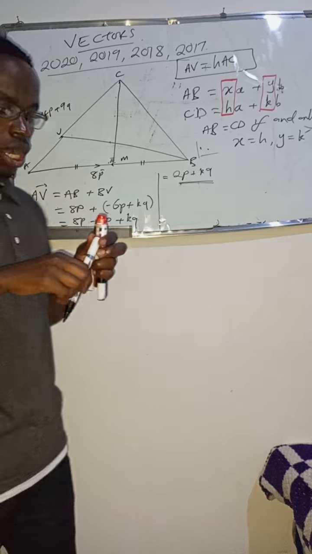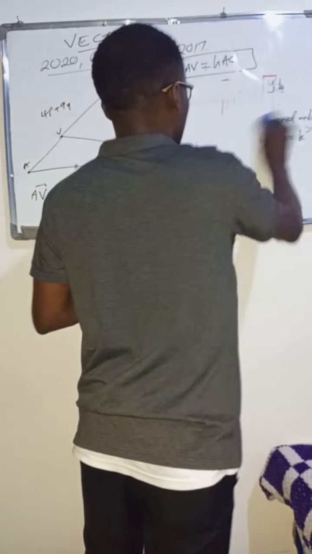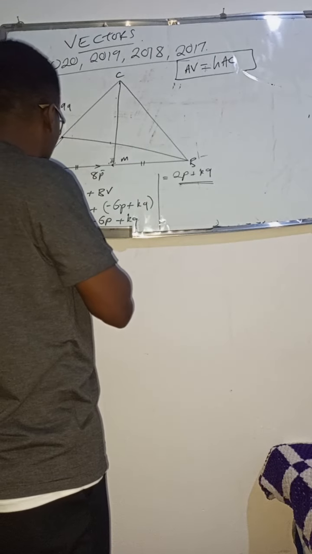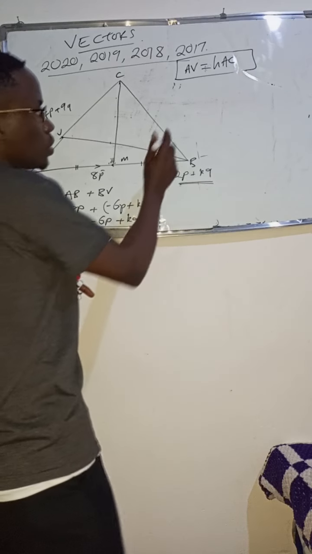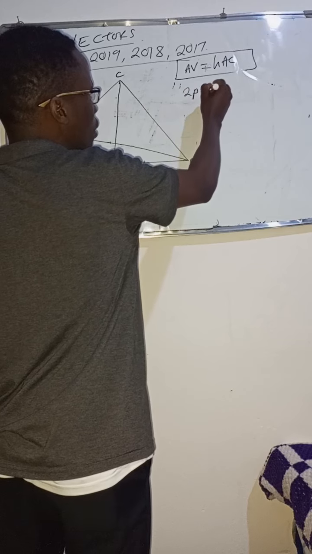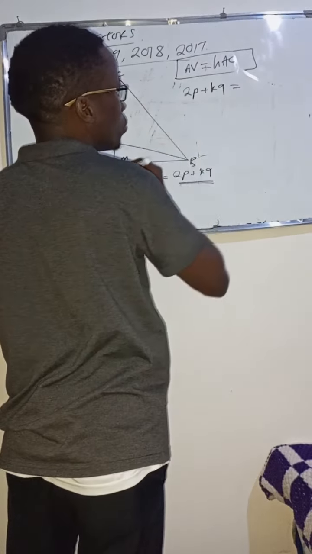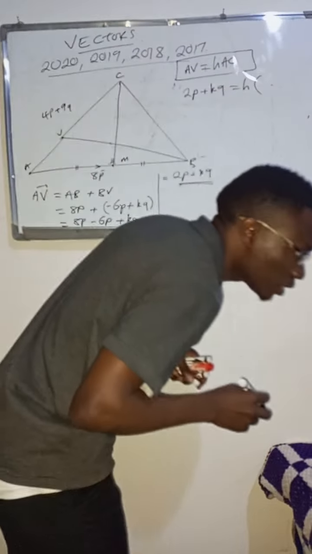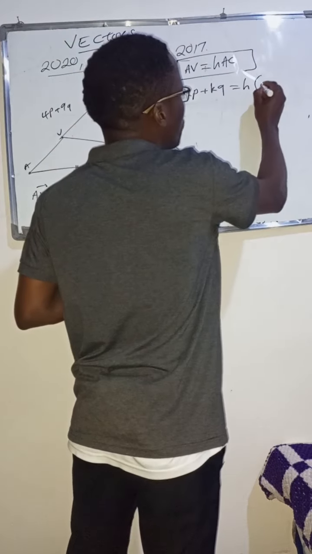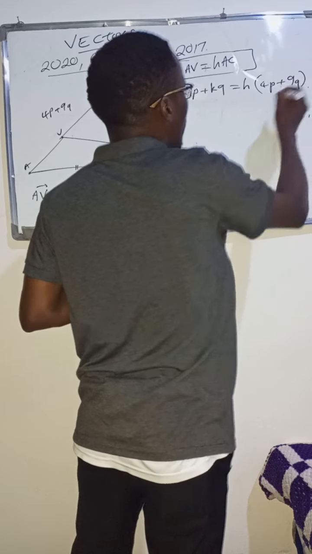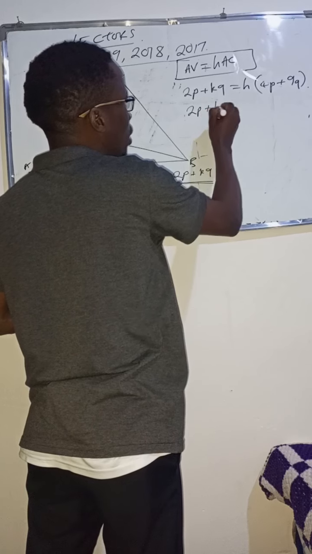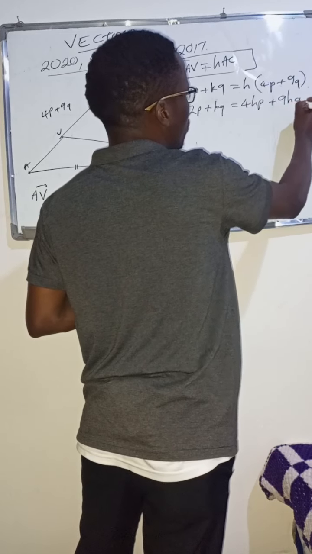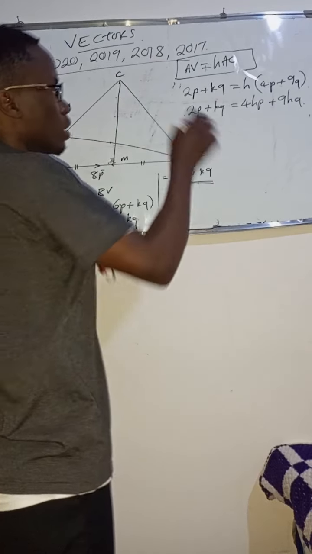So now, let's get back to our question and see what we're going to end up with. What do we have as AV? AV we have already found: 2P plus KQ, equal to H times AC. AC we are given here: AC is 4P plus 9Q. So we expand, and we have 2P plus KQ equal to 4HP plus 9HQ.